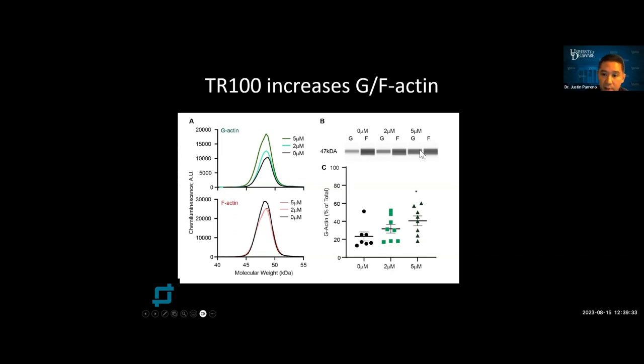So you can see with 5 micromolar, there's more G-actin and slightly less F-actin with treatment. If you do a ratiometric analysis of G to F actin, you see that by 5 micromolar, there's a significant increase in the proportion of G to F actin, suggesting that actin is destabilized and depolymerized.